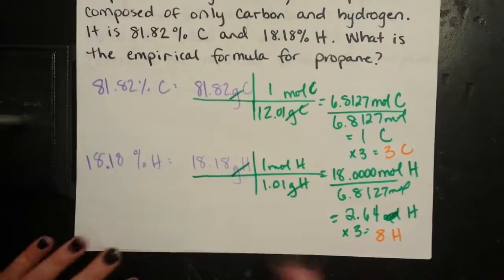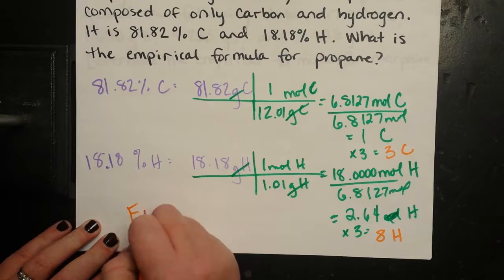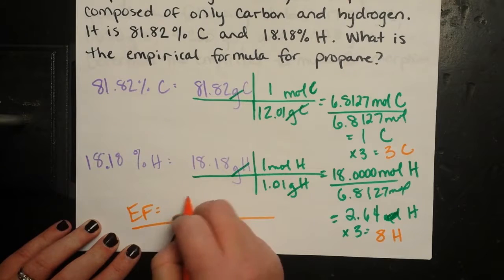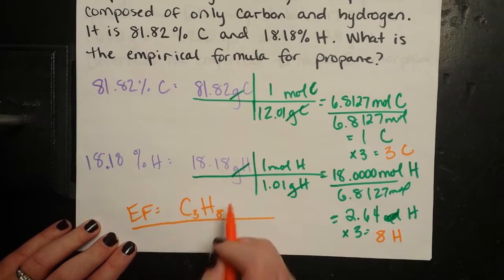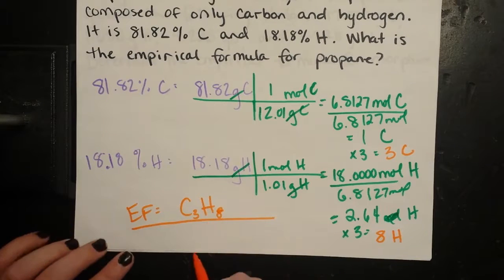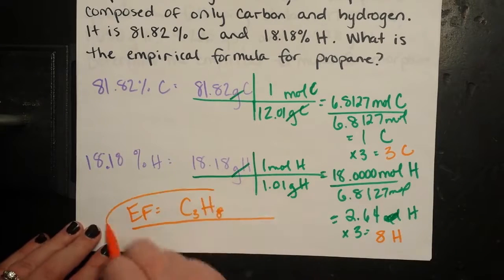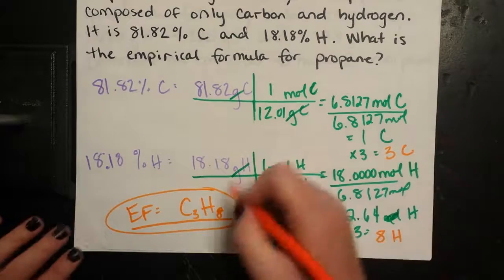So for propane, my formula, my empirical formula, should be C3H8. And I know that propane is C3H8, so I can go ahead and confirm that that is the correct empirical formula. Ta-da!